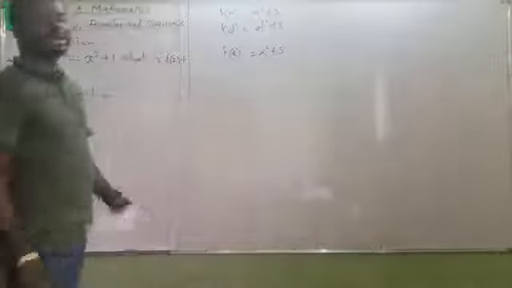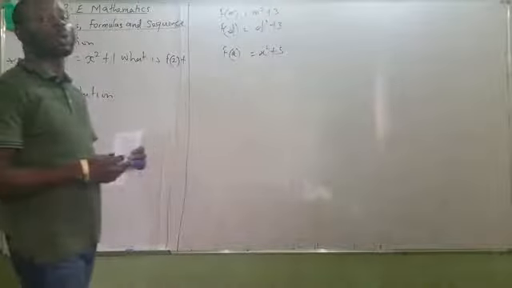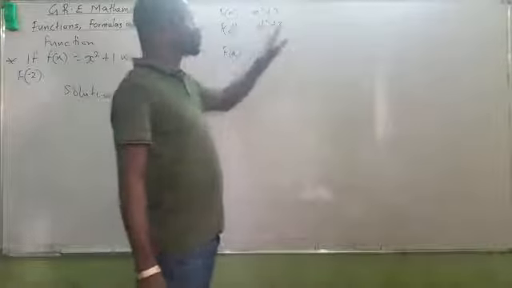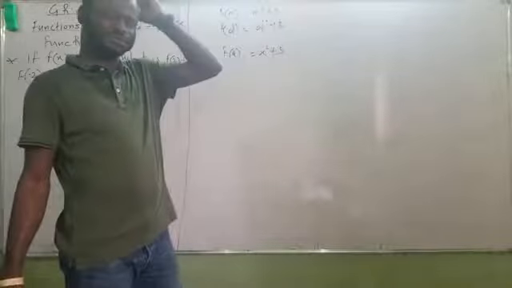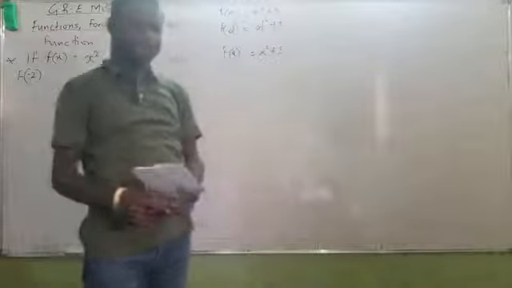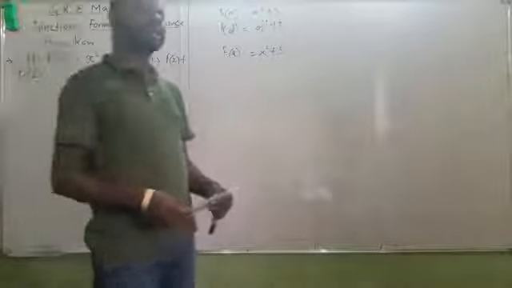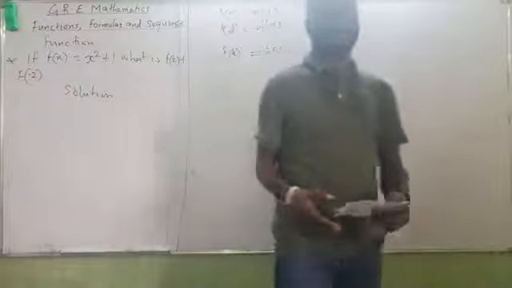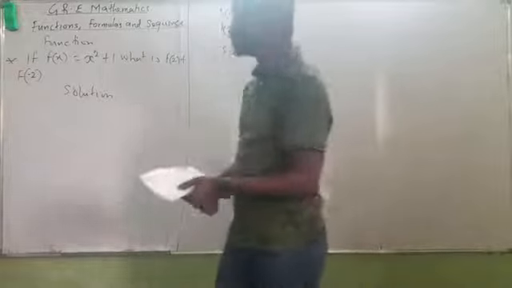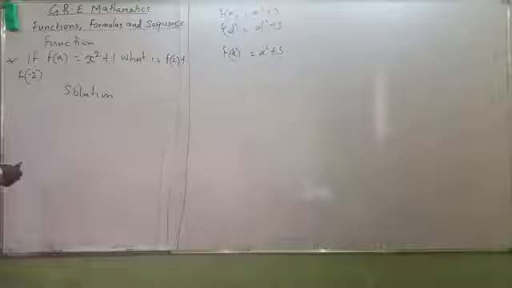It means we have what is called domain and codomain. This is called domain, this is called codomain. We have what is called image and pre-image. It can be injective, it can be surjective, and it can be bijective. That is what we're going to work on as far as this video is concerned. I have this and I need to work on it.